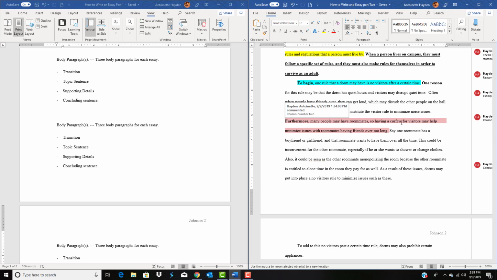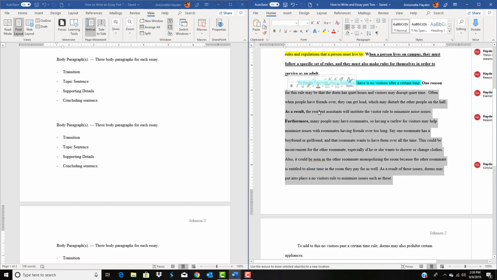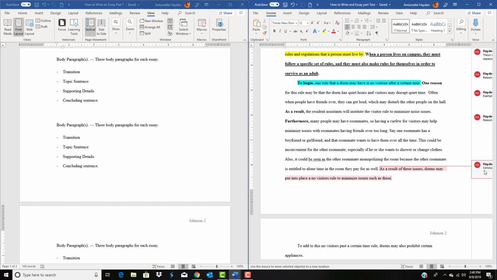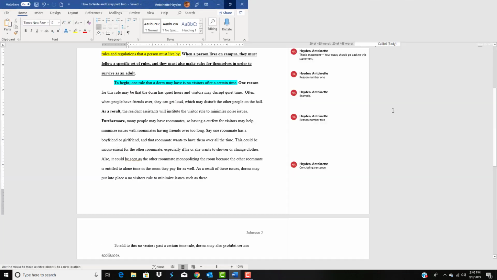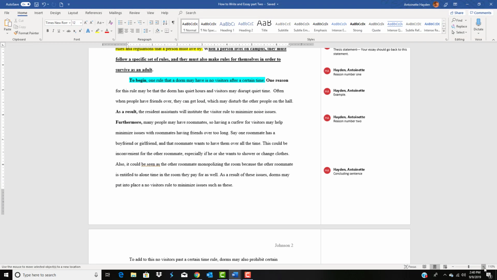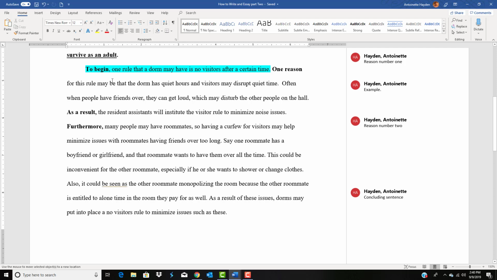You're not going to just leave it there and then go on to something else. This whole paragraph kind of supports this rule. Not kind of, it absolutely supports this rule. And then you go into your concluding sentence. As a result of these issues, dorms may put into place a no visitor rule to minimize issues such as these. So I'm going to give you a moment to actually look at this paragraph so you can see what I'm talking about. So, topic sentence.